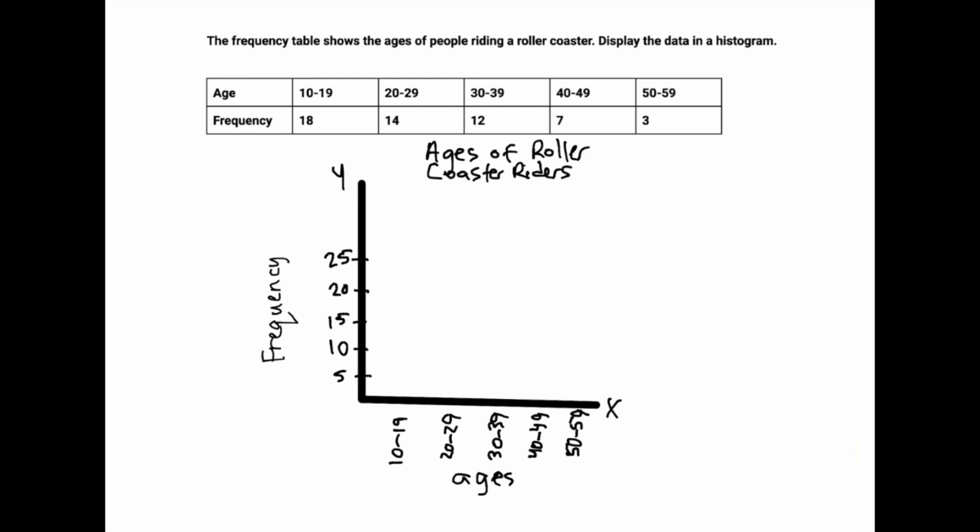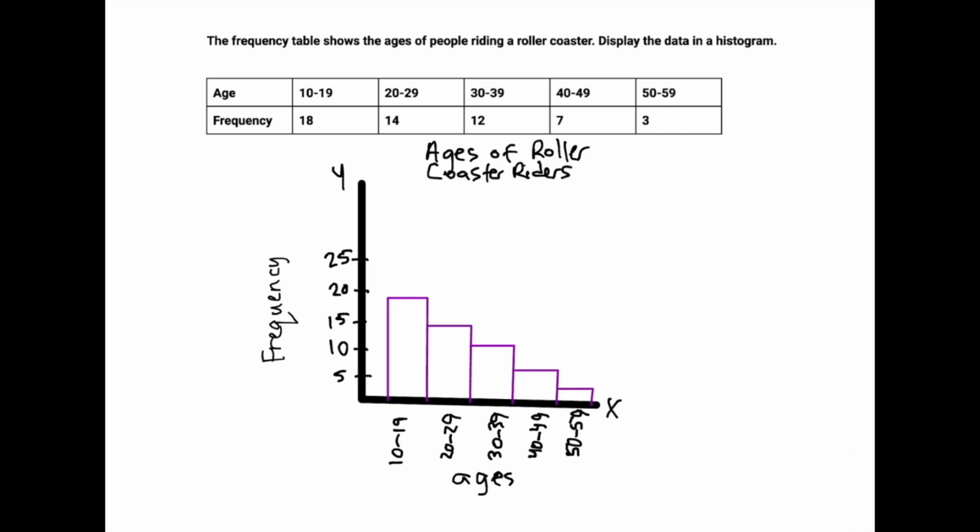In our first age group, 10 to 19, we have 18 people. So that's going to be just under 20. In our next age group, 20 to 29-year-olds, we have 14, so just under 15. Our next age group, which is 30 to 39, has 12 people, so just above the 10. There are 7 people in the age group of 40 to 49-year-olds, and then there were 3 people in the age group of 50 to 59. Now we have our histogram.